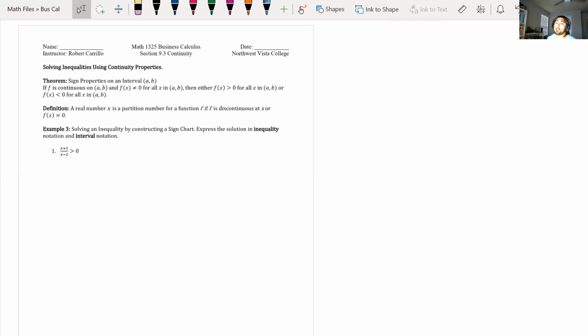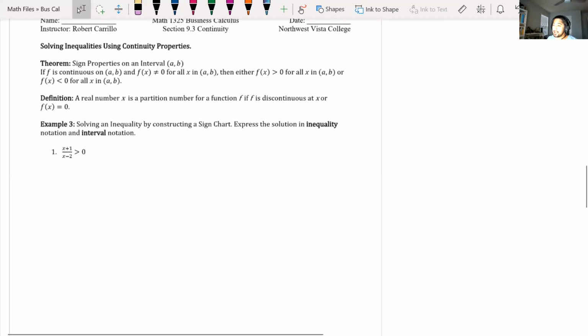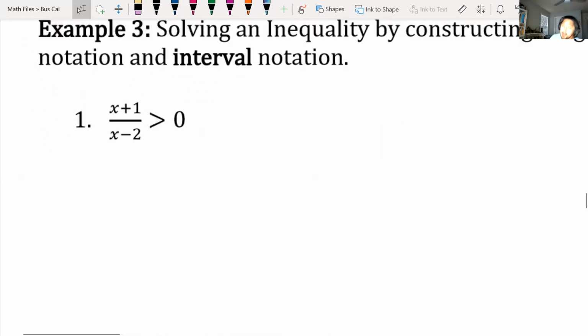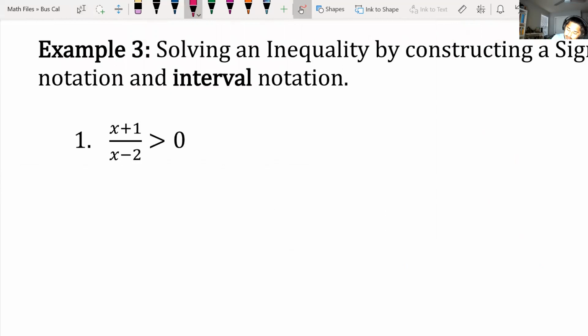Okay, so solve this inequality by constructing a sign chart and express the solution in inequality notation and interval notation. So here we go. First up, we are given this rational function, x plus 1 over x minus 2. Whenever I'm given a rational function, the first thing I want to do, I'll call this step A, is solve for its domain. So what is the domain of this rational function going to be?